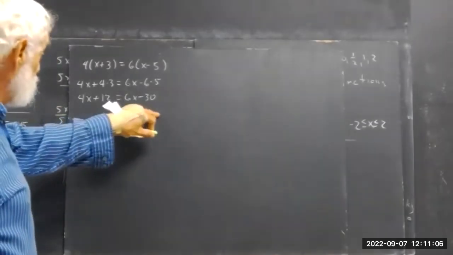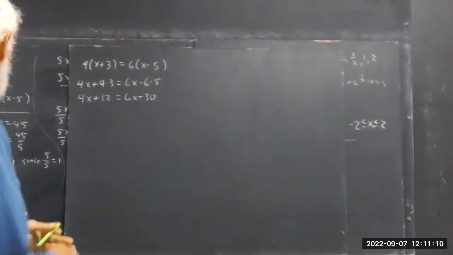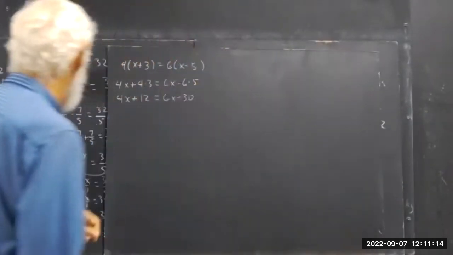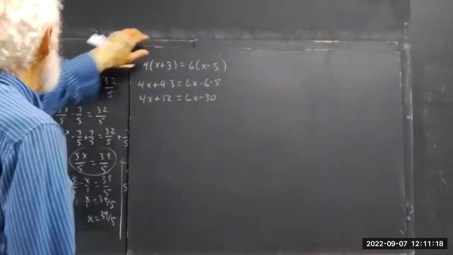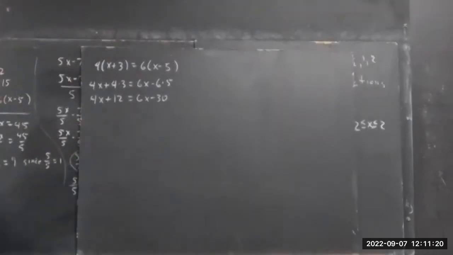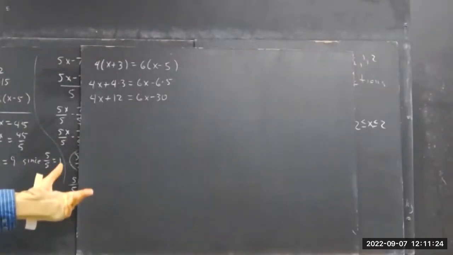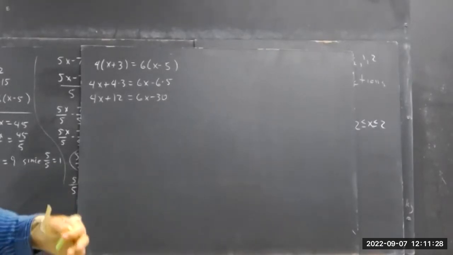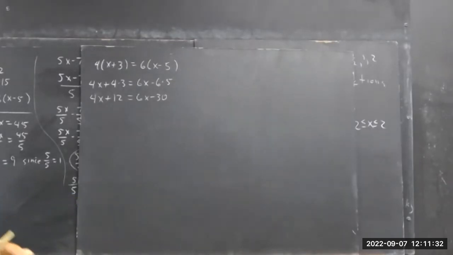Now I could put the x's on this side and the numbers on this side and be equally valid. But ultimately, I want to get the equation into a form like this. Some multiple of x equals some number, then we absolutely certainly know what to do. We do that by adding and subtracting equal quantities from both sides.